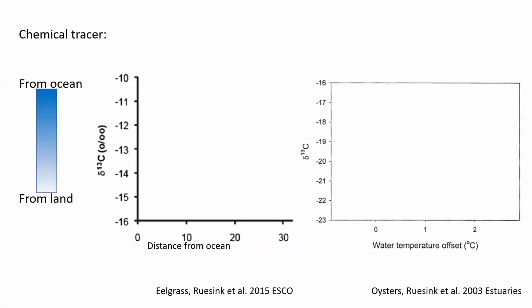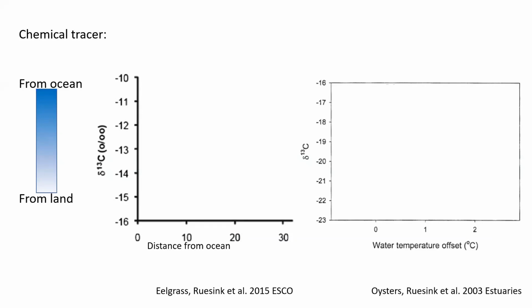So on the left, I have a picture up there that will be for eelgrass, and on the right, a picture that will be for oysters, and they're set up in both cases to be close to the ocean on the left-hand side and near a river on the right-hand side. And then that vertical axis, which says delta 13C, that's carbon in parts per thousand, is an isotopic tracer. It's a chemical tracer that tells what an organism is actually eating.